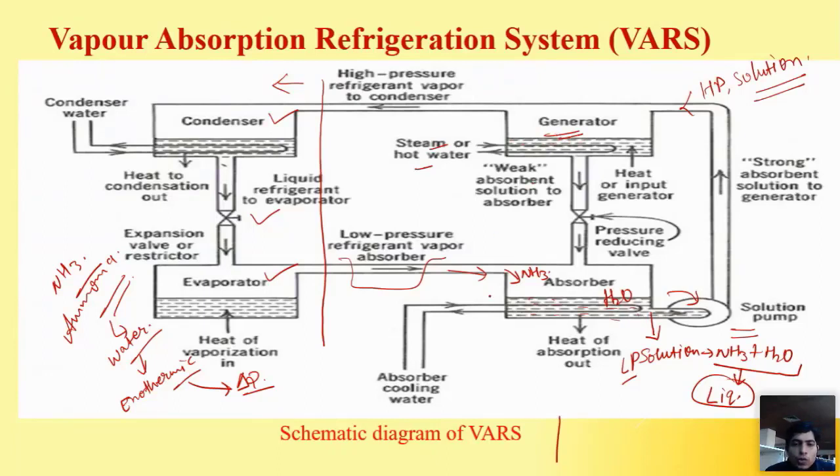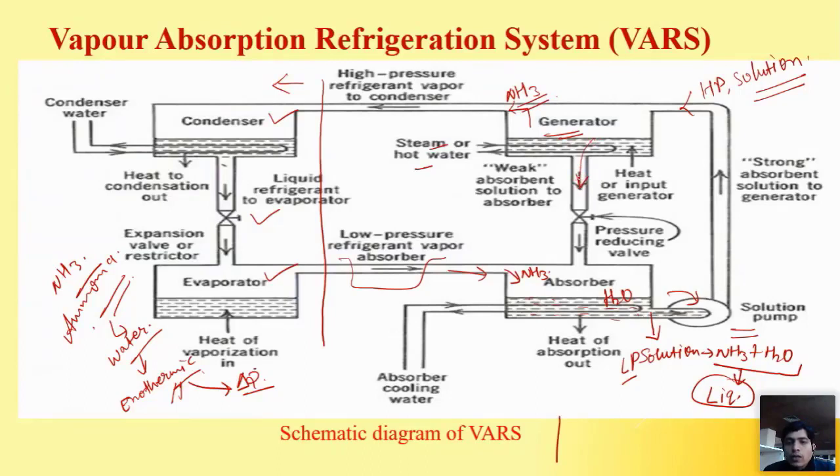And I told you earlier that when ammonia mixes with the water, an exothermic reaction takes place and heat is released to the system. If you want to increase the solubility, you need to decrease the temperature. If we are increasing the temperature here, it means we are again separating the ammonia and water. So ammonia vapor will move in this direction, and the water of high pressure will again come back.